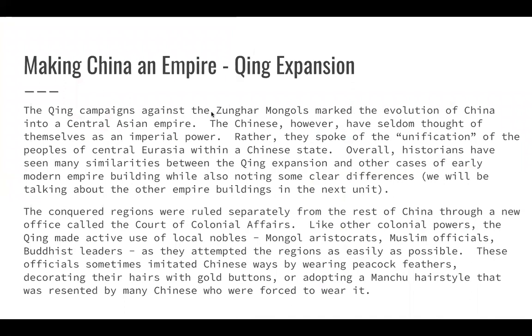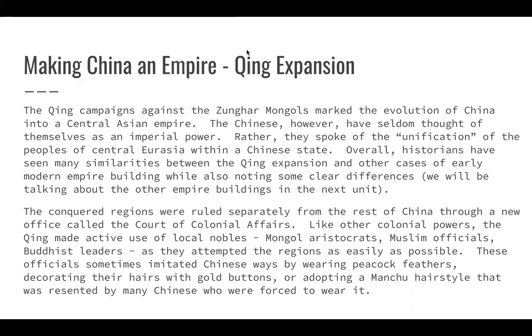So the Qing campaigns against the Dzongar Mongols marked the evolution of China into a Central Asian empire. The Chinese, however, have seldom thought of themselves as an imperial power. Rather, they spoke of the unification of the people of Central Asia within the Chinese state. Overall, historians have seen many similarities between Qing expansion and other cases of early modern empire building, while also noting some clear differences. We will be talking about these other empire buildings, which are mostly European, in the next unit. The conquered regions were ruled separately from the rest of China through a new office called the Court of Colonial Affairs.